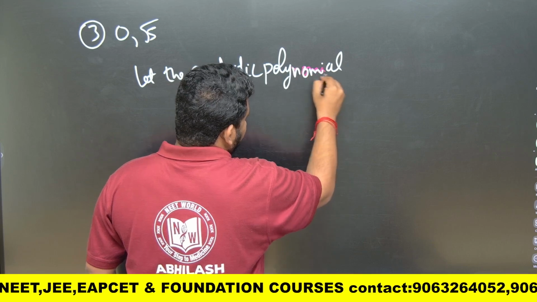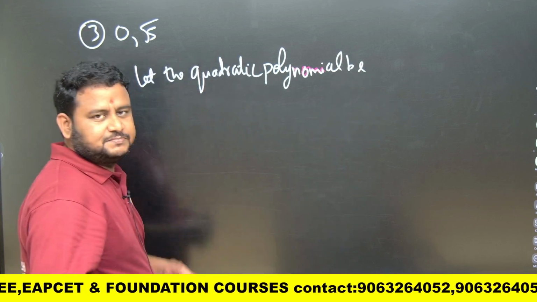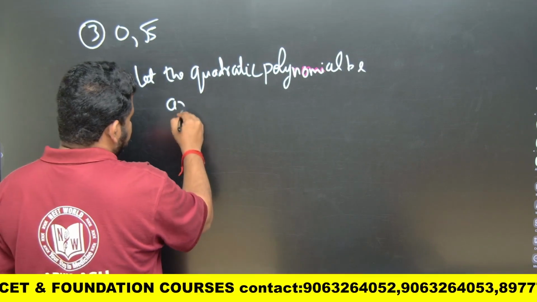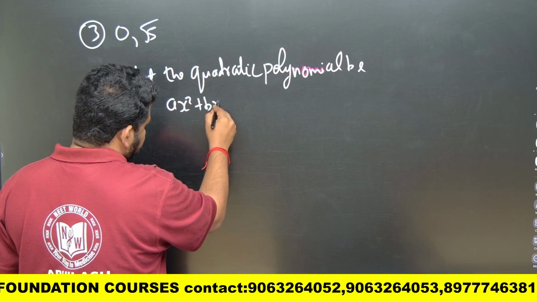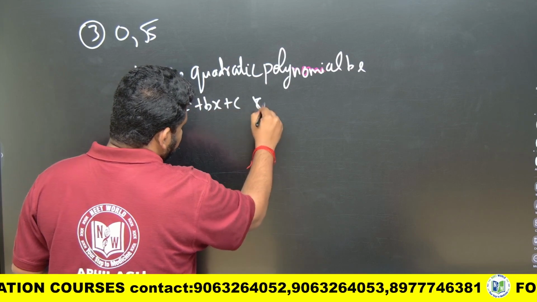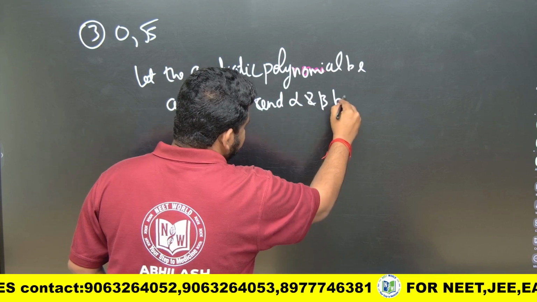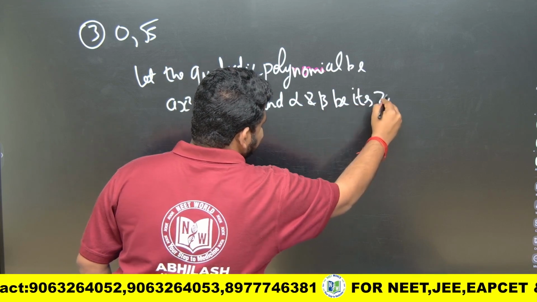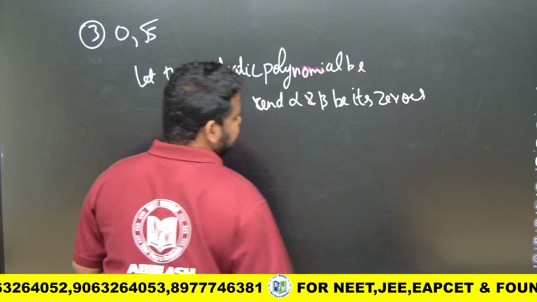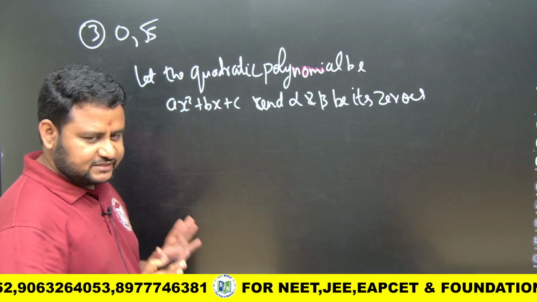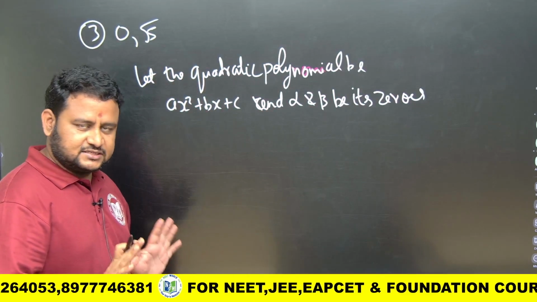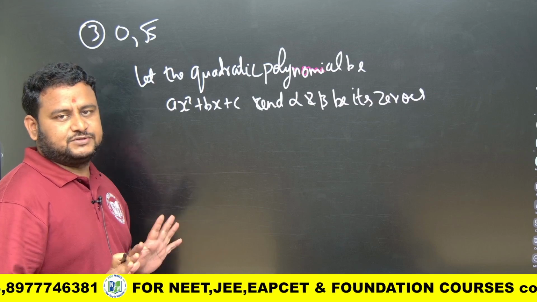Let the quadratic polynomial be ax square plus bx plus c, and alpha and beta be its zeros. See, you may feel that these questions are very simple and easy. Although it is very simple, still we have to solve them, because these are NCERT questions, and you should not go wrong. That's why we are solving this.